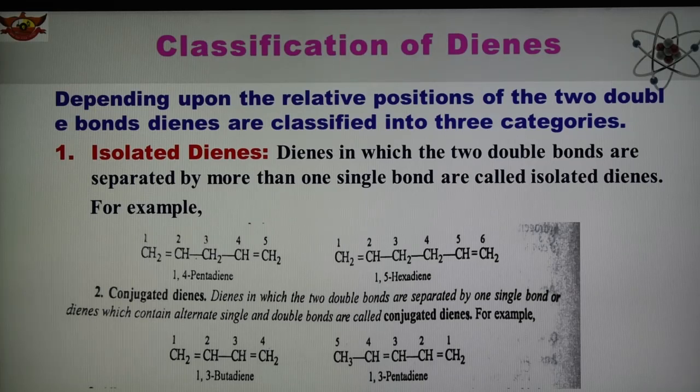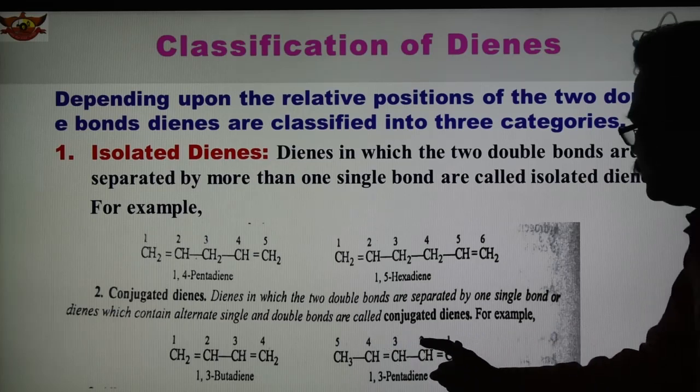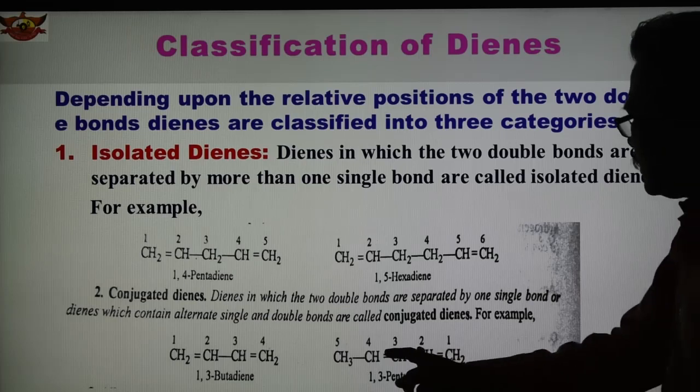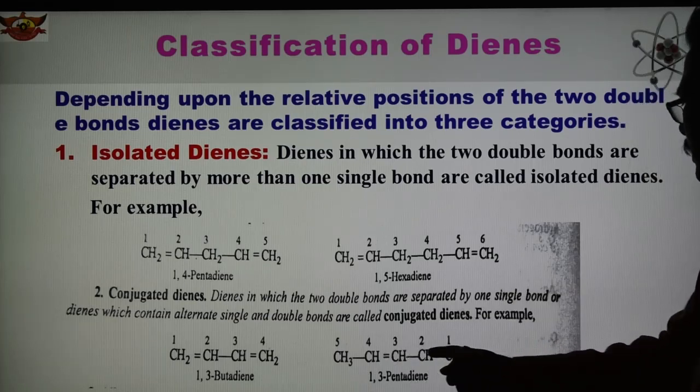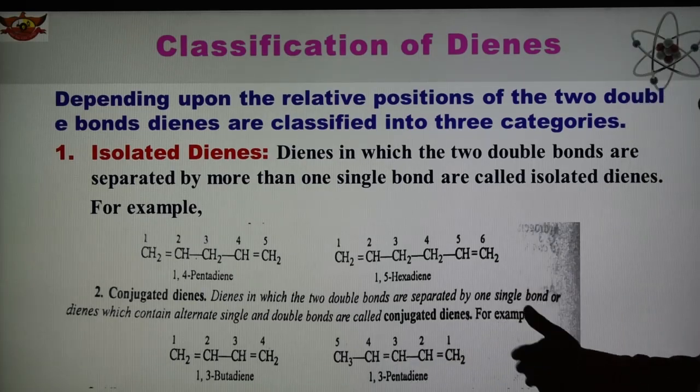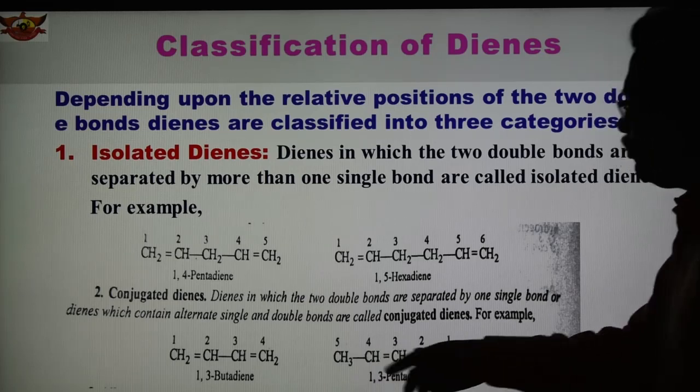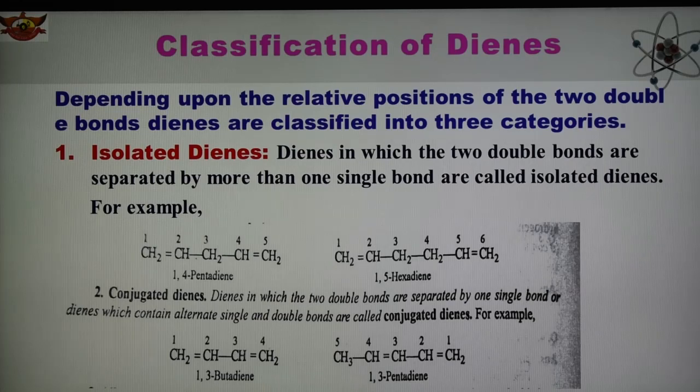Another example is here. In this case 1 2 3 4 5 carbons are there, and two double bonds are separated by a single bond. So therefore there are alternate single and double bonds. So double bond, then single bond, double bond, then single bond. Such types of bondings are there in the compound, then it is known as conjugated dienes. So these are the two examples, 1,3 butadiene and 1,3 pentadiene, examples of conjugated dienes.